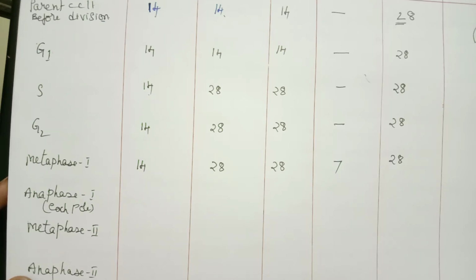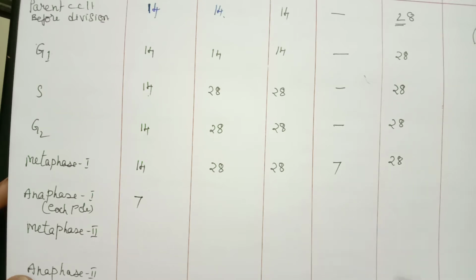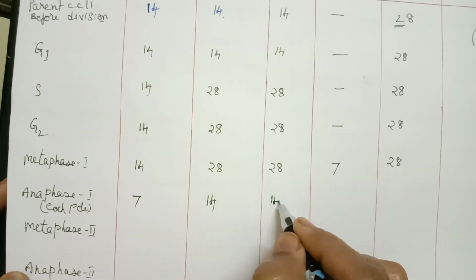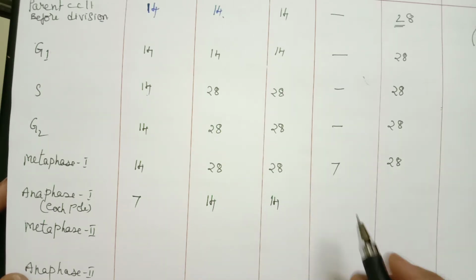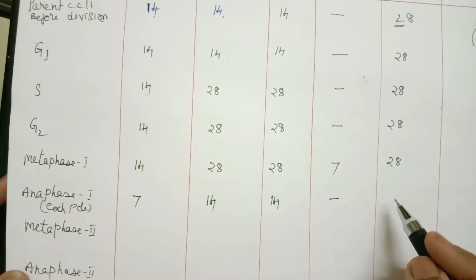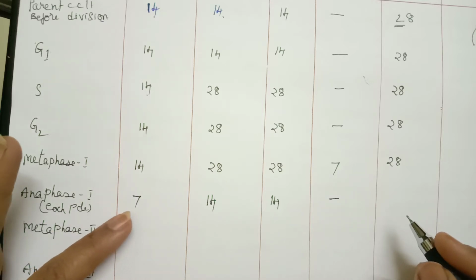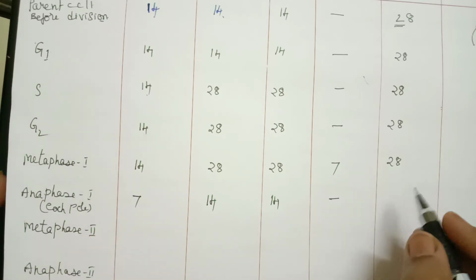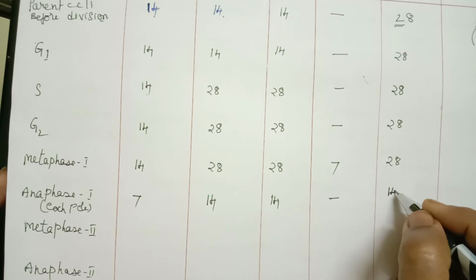Each pole, if we take, the chromosome number will be reduced to half. So we find 7 chromosomes, and each chromosome is with 2 chromatids. So here we have 14 chromatids, so 14 DNA molecules. And there are no bivalents. There is separation of bivalents taking place in anaphase 1. And now the number of arms. We are taking chromosomes as 7, so the number of arms will be 14.